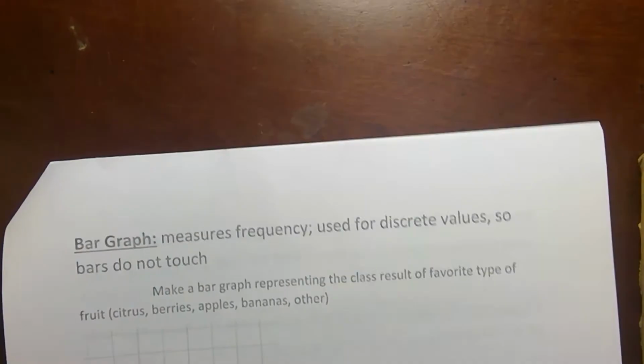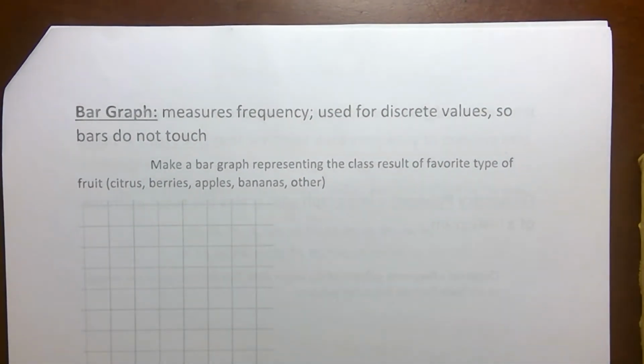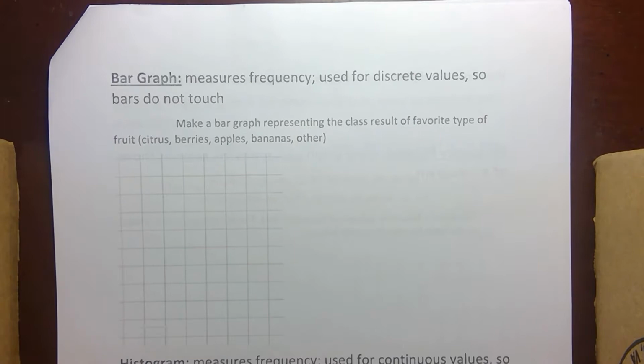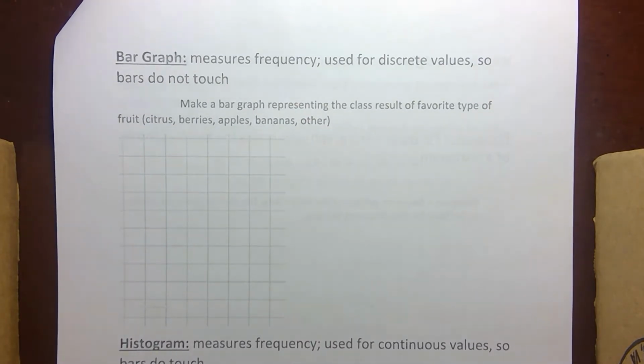Okay, a bar graph. A bar graph is a graph that measures frequency, just like that frequency distribution that we did, and dividing our frequency distribution into classes. The bar graph measures frequency.